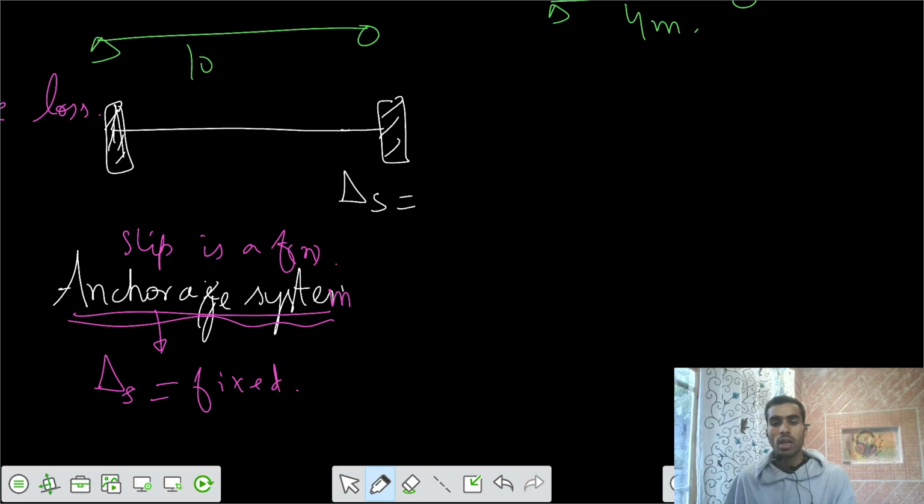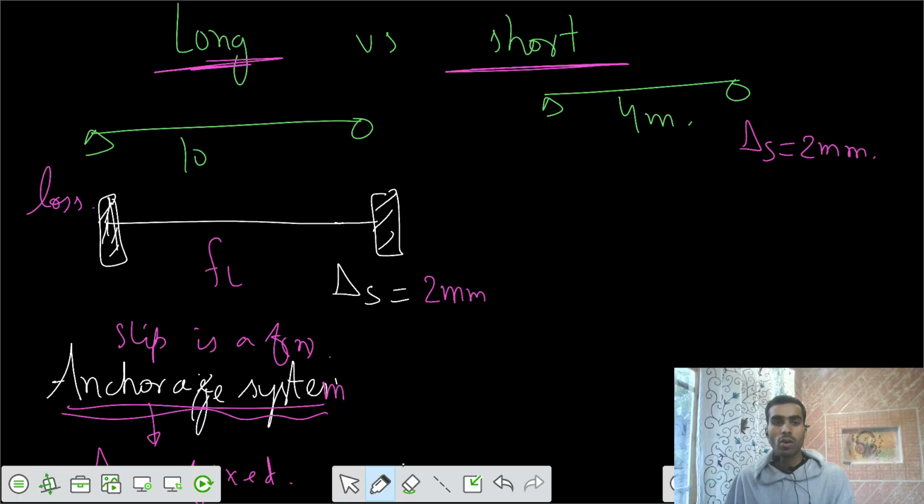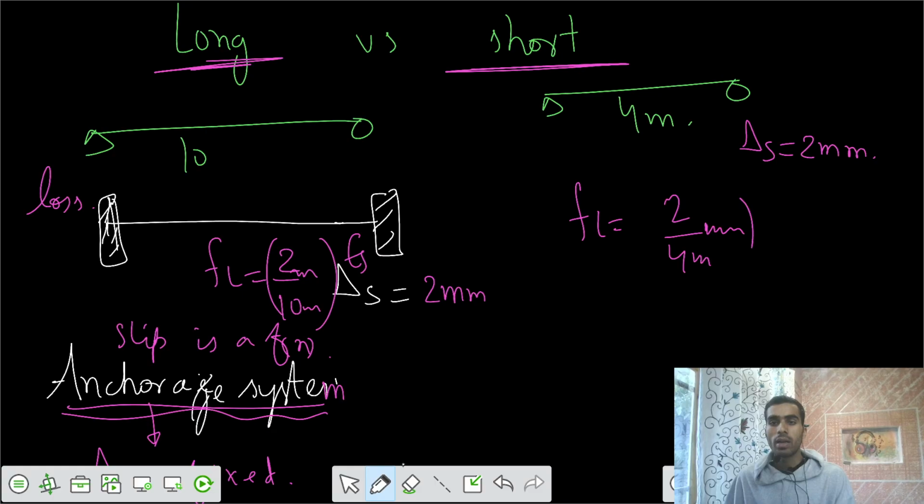But the length, if I keep the length of one wire as 10 meters and the length of another wire as 4 meters, that means this is your short member and this is the long member. I want to say what is the loss of stress here. Let's say this deformation, that is slip loss, is 2 millimeters, and in this case also delta loss is 2 millimeters. What is the loss here? The loss here is 2 millimeters out of the total 10 meters into the modulus of elasticity. Here the loss is 2 millimeters out of the 4 meters into the modulus of elasticity. So the loss is more in the short member.